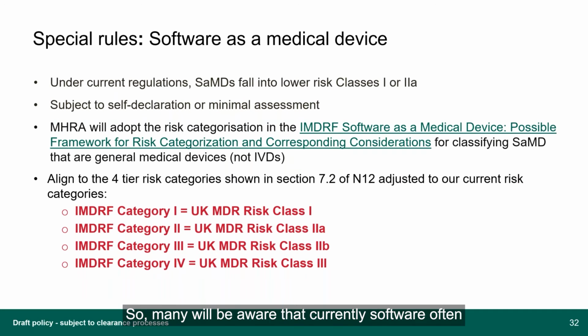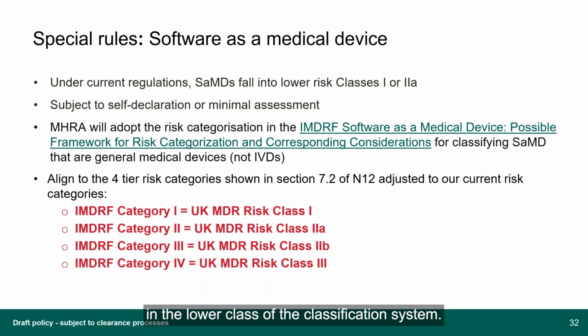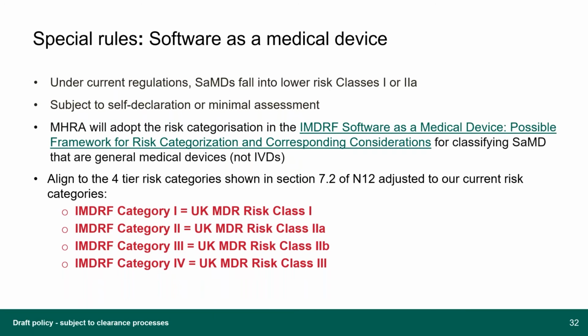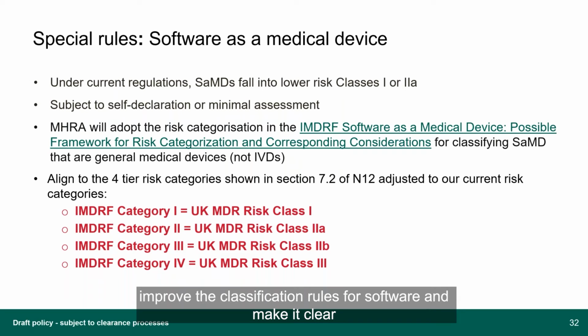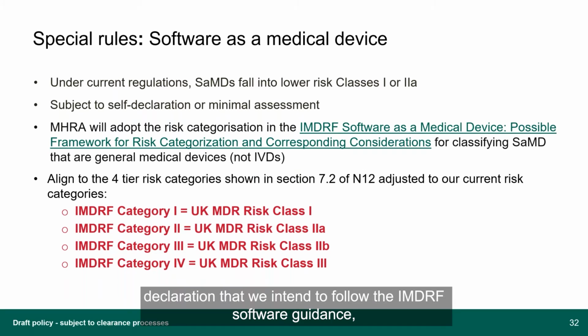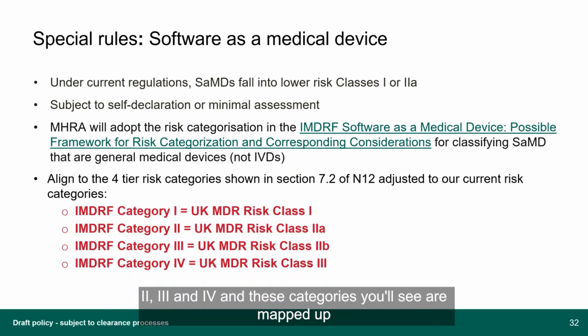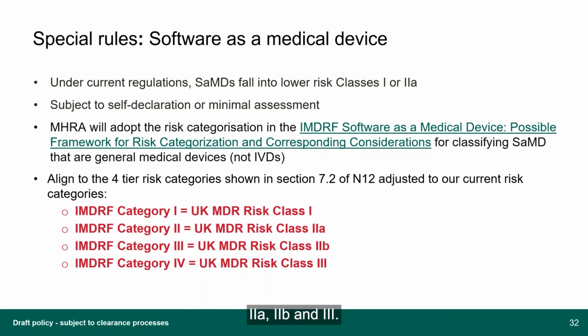Good morning, folks. Many will be aware that currently software often ends up not being qualified or classified as a medical device, or is usually in the lower class of the classification system. So the intention from the consultation was clear: to improve the classification rules for software and make it clearer what they are. And there has been a very clear declaration that we intend to follow the IMDRF software guidance as the N12 document. Within that, there's a categorization, categories 1, 2, 3, and 4, and these categories you'll see are mapped up to the risk classes 1, 2A, 2B, and 3.